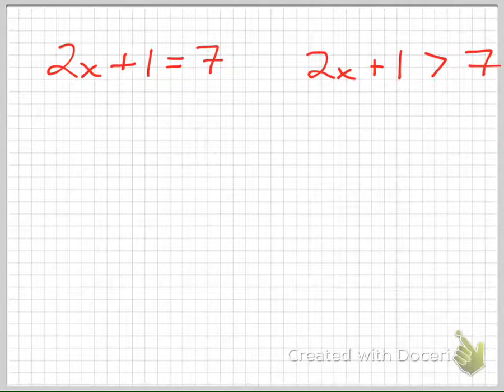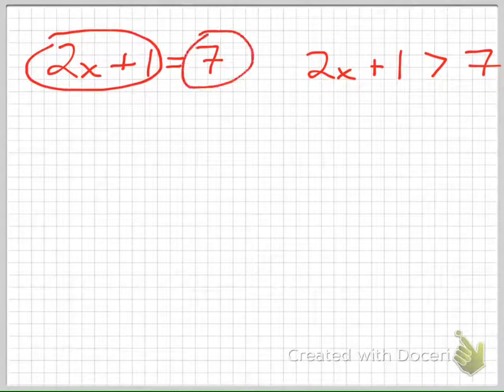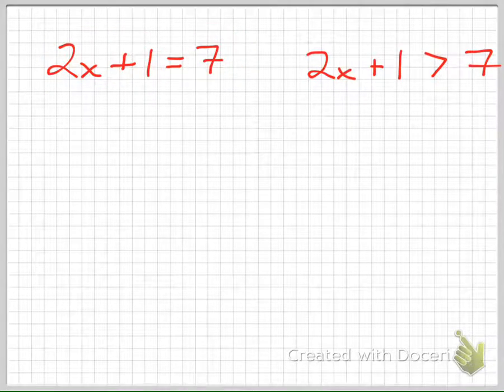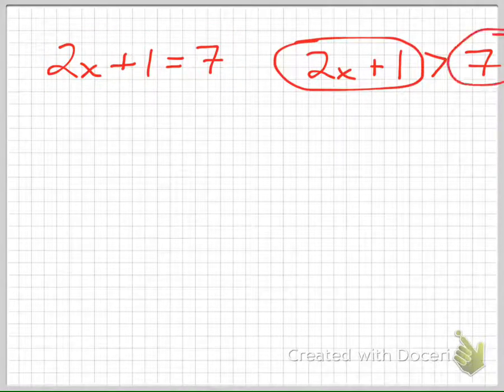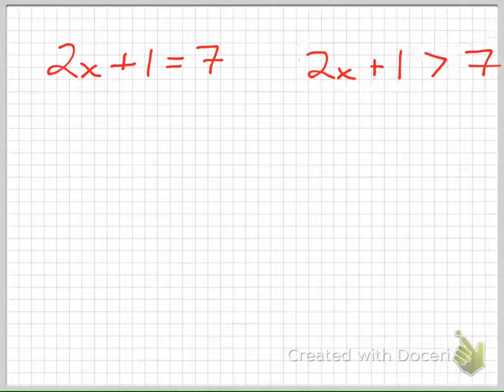Okay, so let's look at the equation first. Which one's an equation? Which one's an inequality? The equation is 2x plus 1 equals 7. What's the difference between them? One has an equal sign. So an equation means that they're equal, right? The inequality means they're not equal, right? This right here, those two things are in fact equal, whereas over here, this and this are not equal, right? That's why they're inequalities. One's an equality, one's an inequality.